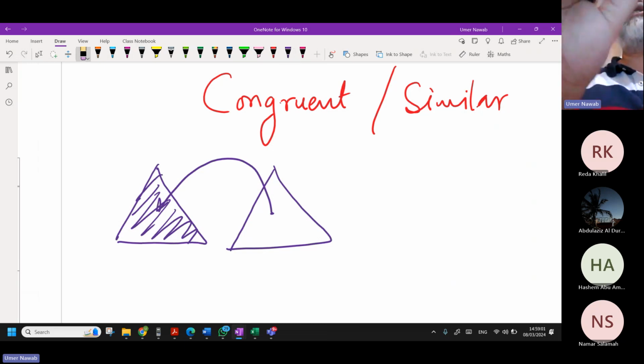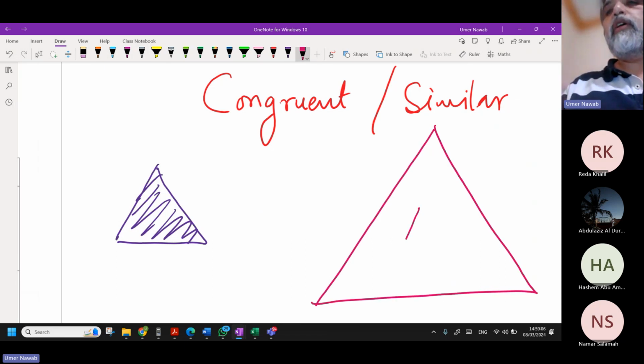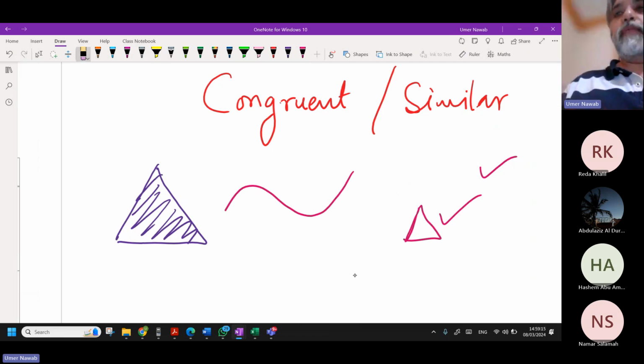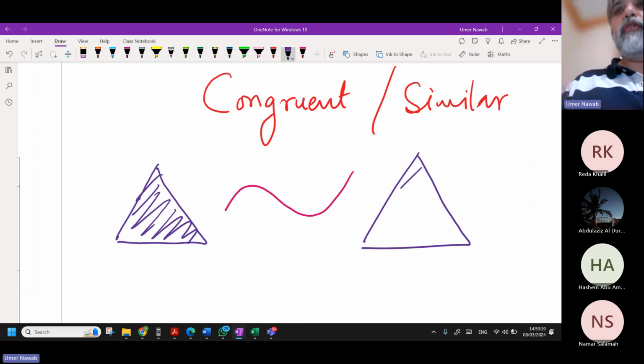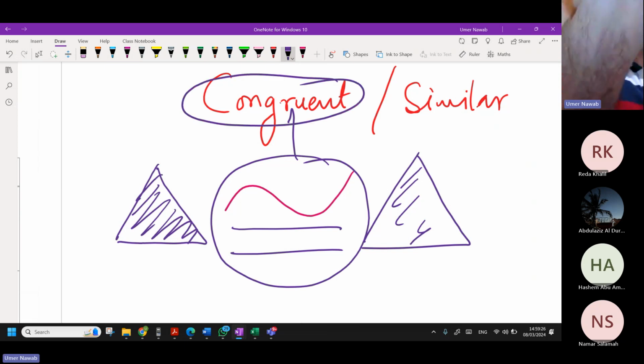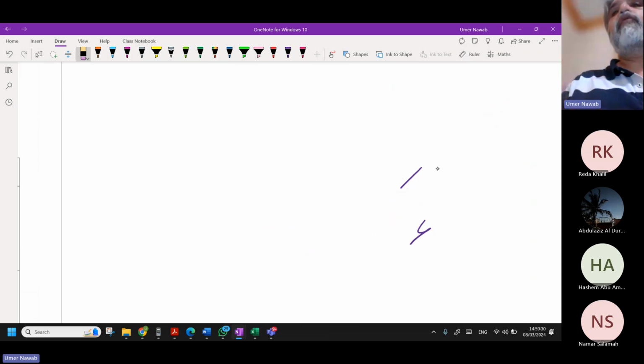But if you enlarge your figure, and you get a bigger figure or a smaller figure, these are similar figures. So I use this notation for similarity. But for congruency, you will find in advanced geometry books, they use it like this. So this symbol is used for congruent shapes. When two triangles are congruent, this is the thing which you need to learn for your exam.